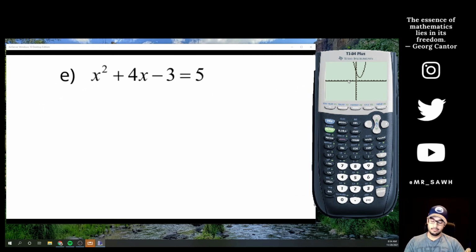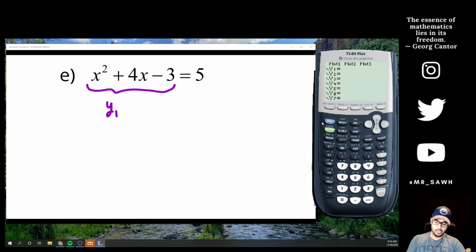Let's take a look at E, because now it's not equal to 0. So let's think about this for a second. We did the equal to 0 case, but now it's not equal to 0. So the other way that we can approach this is take the left side of the equation and graph it under y1, and the right side of this equation, make it equal to y2. Now if I set them equal, let's graph it first. X squared plus 4x minus 3. Make y2 or y3, it doesn't matter, just some other one, equal to 5.